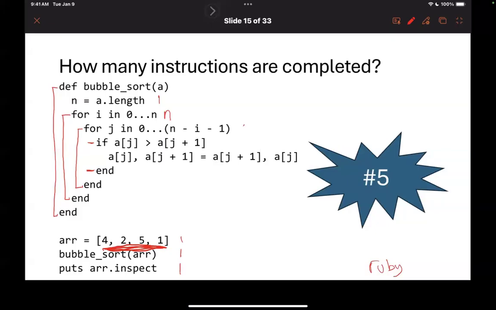It starts at 0. i starts at 0. Can you save it? No, because we're in a for loop. So n minus 0 minus 1 is 3, n minus 1, which when n is 4, that's 3.